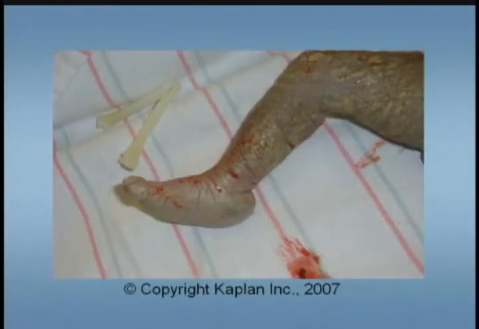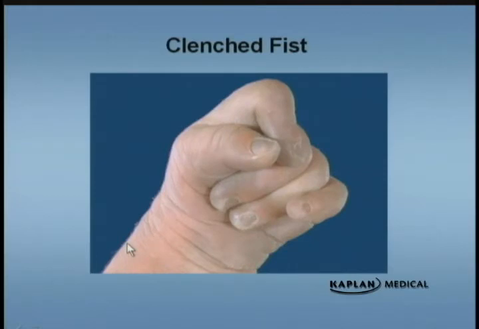Down here, this is the rocker bottom foot. Now, most babies tend to have a little bit of a fat pad, but this is an accentuated rocker bottom foot. And right here, you can just see a little bit of that toe flexed down a little bit, what they call the hammer toe. This is the typical clenched fist that you see with Edwards syndrome.